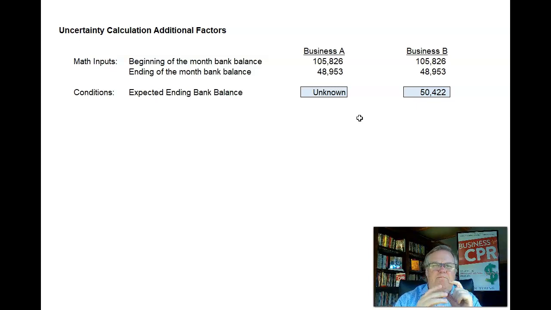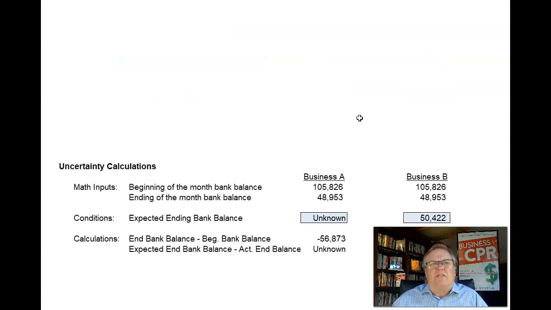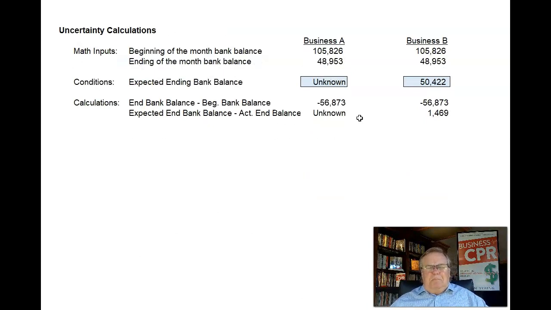So that's business A. Business B knows it's going to be a slow month. They're going to actually burn through more cash than they will end the month with, but that's okay because they know where their cash is going, and so business B is projecting their ending cash position to be $50,422. So what's the result? Well, we know the result is $48,953, and here's the key.